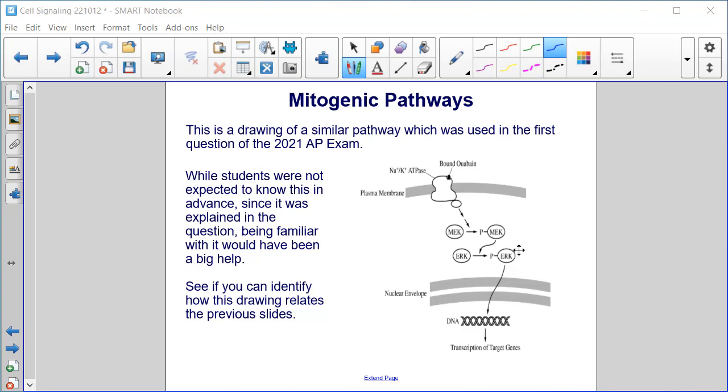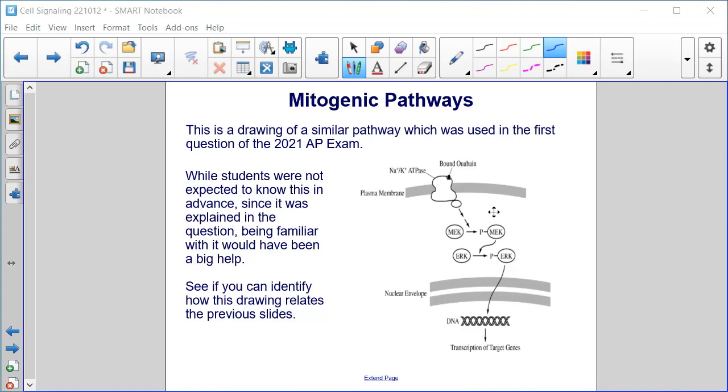So first of all, you can see we have the plasma membrane, the cell membrane, and the nuclear envelope or nuclear membrane here. And you can see that this is targeting transcription of target genes, so some sort of activated transcription factor. So that's just big picture. That makes it seem similar to what we saw before. But you can also see the cascade happening here. So this MEK to phosphorylated MEK, which stimulates the next step in the process, ERK to phosphorylated ERK.